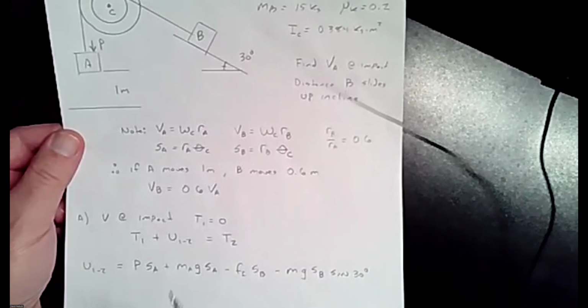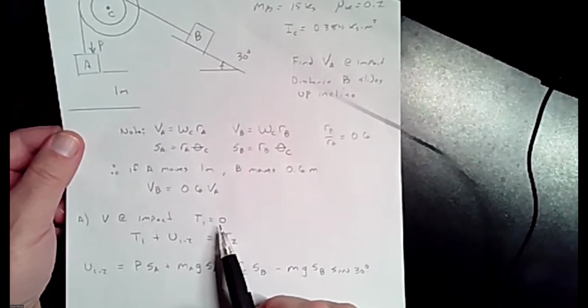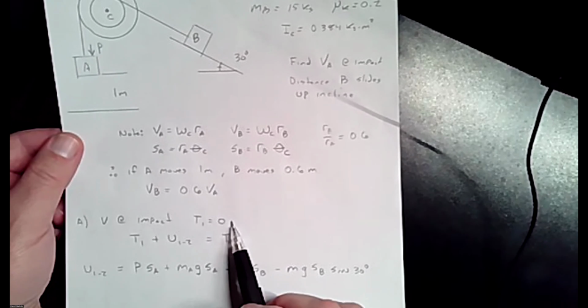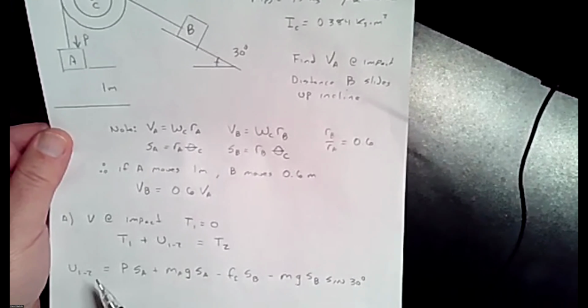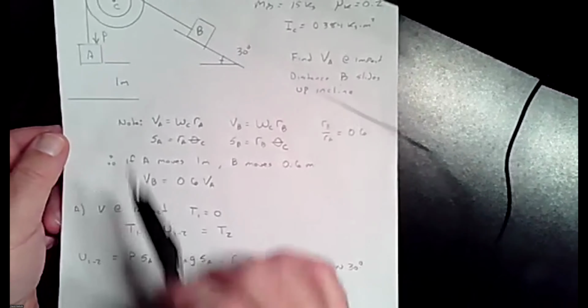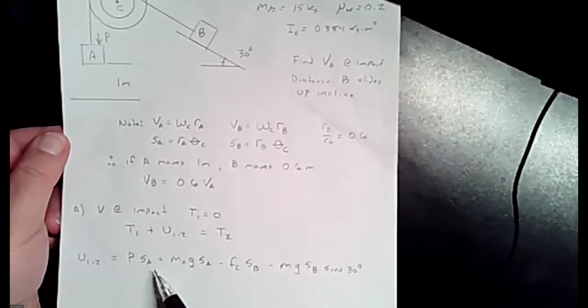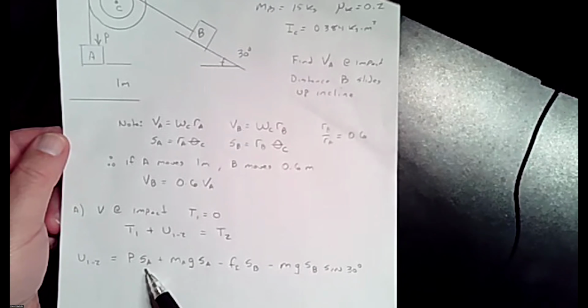Okay. So let's first look at the velocity. So velocity at impact. We know it starts at rest. So T1 is 0. And we're going to use T1 plus U1 to 2 equals T2. Again, U1 to 2 is going to encompass everything. So what do we have for U1 to 2? We have the force P times the distance, we'll call SA, which is 1 meter, plus the mgh of A. And then opposing that is going to be the friction force of B times the distance it slides.